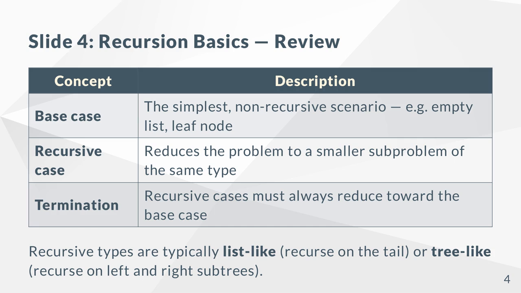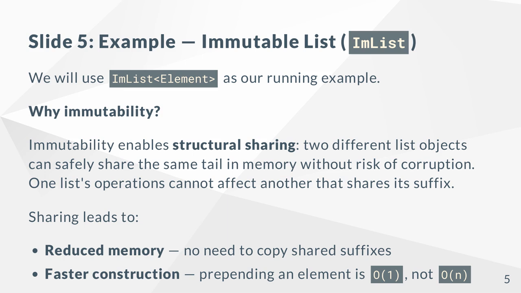Let us review the recursion concepts that underpin recursive data types. The base case is the simplest, non-recursive scenario, an empty list or a leaf node in a tree. The recursive case reduces the problem to a smaller subproblem of the same type. Termination is guaranteed when recursive cases always reduce toward the base case. Recursive types are typically list-like, recursing on the tail, or tree-like, recursing on left and right subtrees. We will use ImList of Element as our running example throughout this lecture.